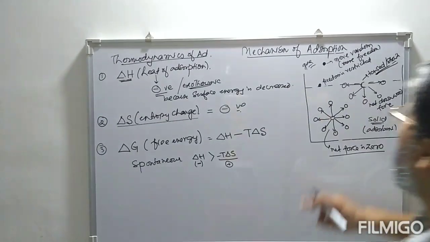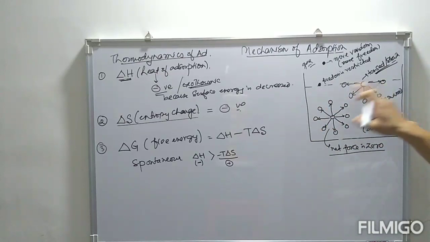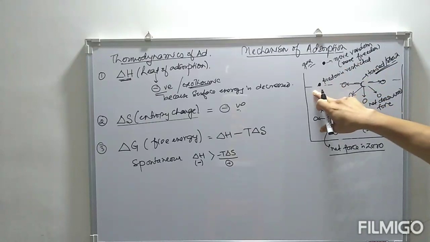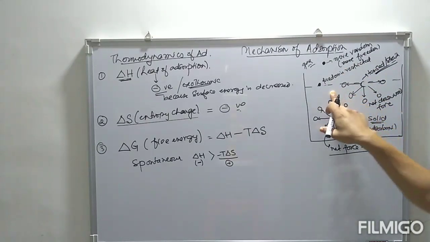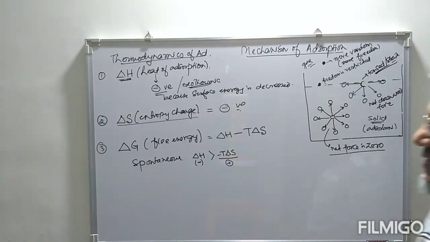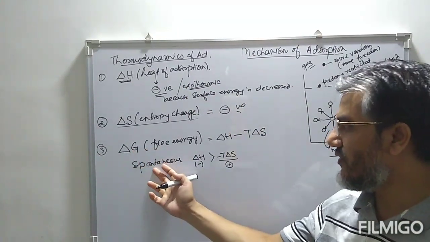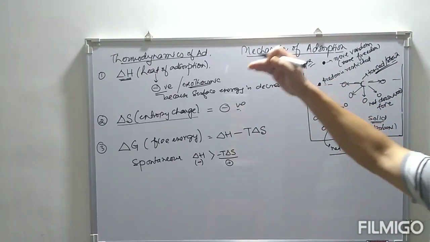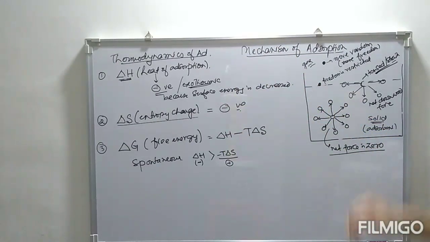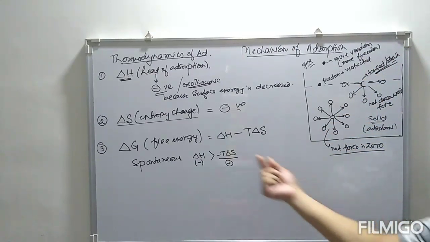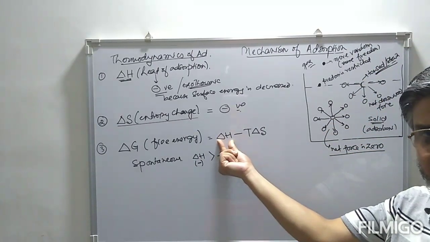Initially, when the surface is completely unoccupied, more gas molecules will adsorb on the surface. So at the initial stage delta H will be more. That means the value of delta G negative value will be more at the initial stage of adsorption. As more and more gas molecules adsorb, the free surface area decreases, or the process of adsorption decreases. So delta H negative value will decrease.